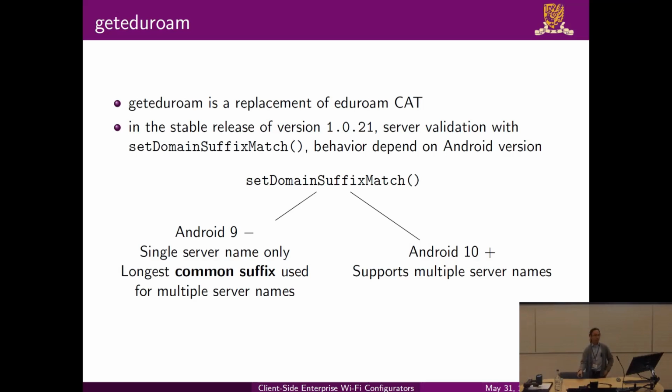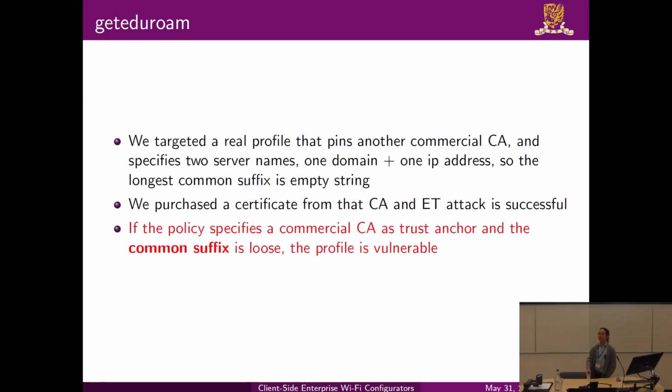Since then, they have also introduced a new application, Get eduroam, that uses similar but different logic. It uses the setDomainSuffixMatch API from Android, and the behavior depends on the Android version. For Android 9 or below, again, it still only supports one single server name, so they compute the longest common suffix if you have multiple server names. We looked at different profiles, and we found one that specifies two server names, one domain and one IP address. So the resulting longest common suffix is empty. Again, we purchased a certificate from the same CA, and we got the evil twin working.